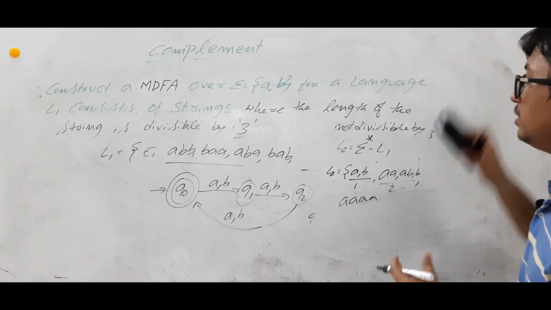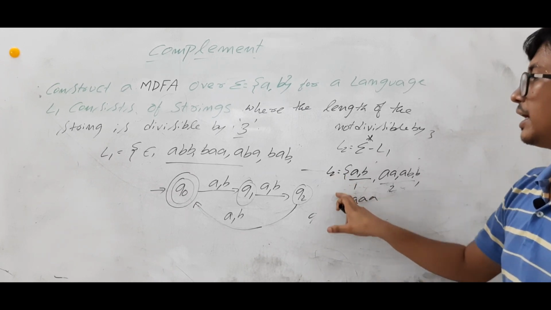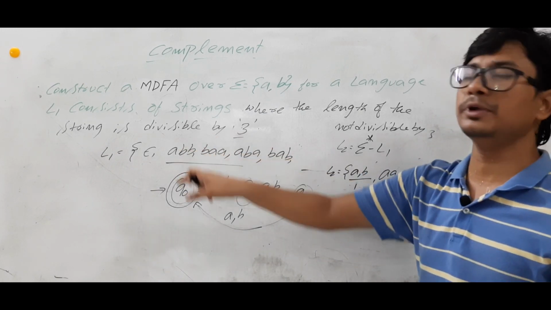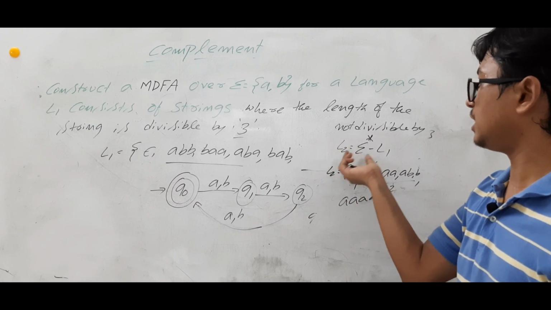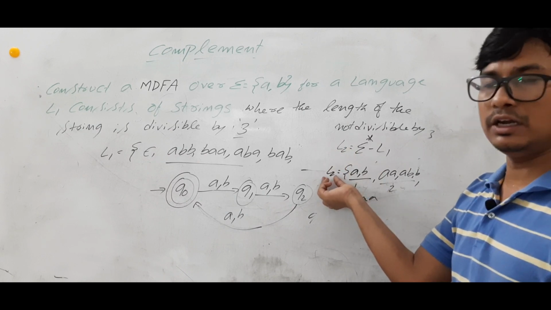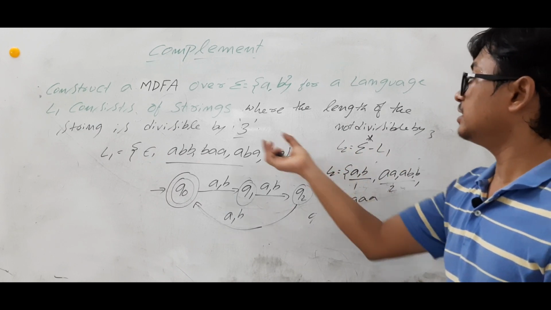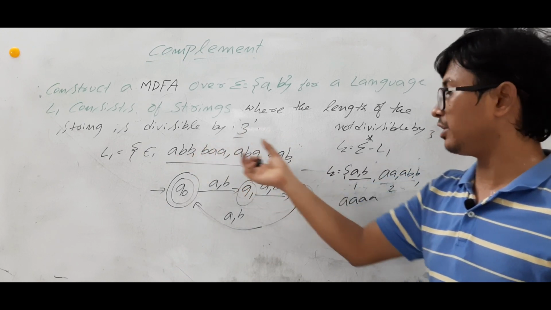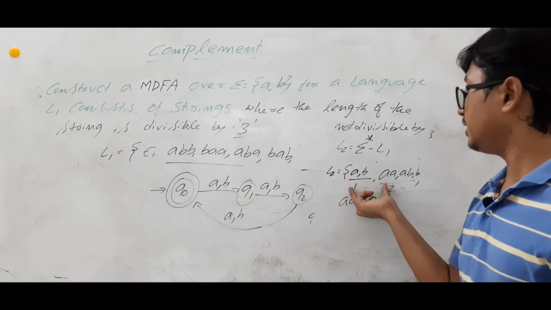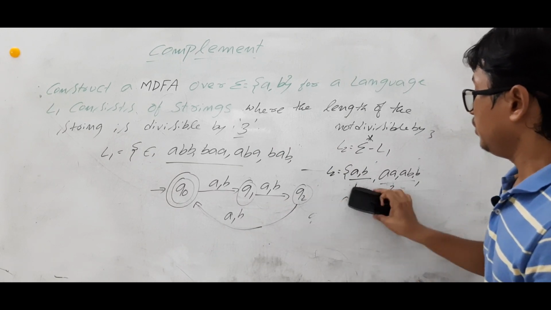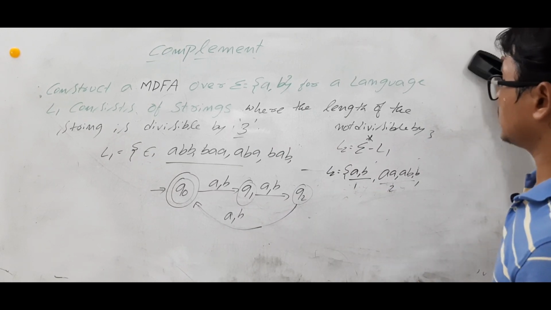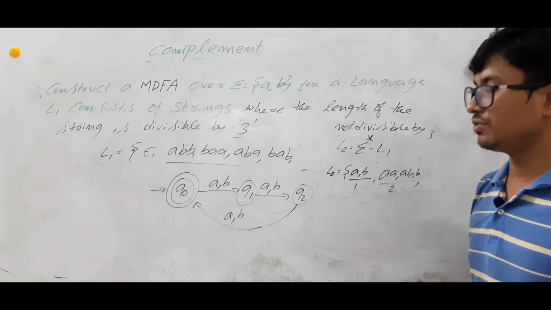Is it clear? So, language L2 consists of the strings which do not belong to language L1. I can simply say that the complement of language L1 is language L2. If I say complement, the strings which belong to L1 will not be there here and vice versa. So we will now try to construct the minimized DFA for the language L2.